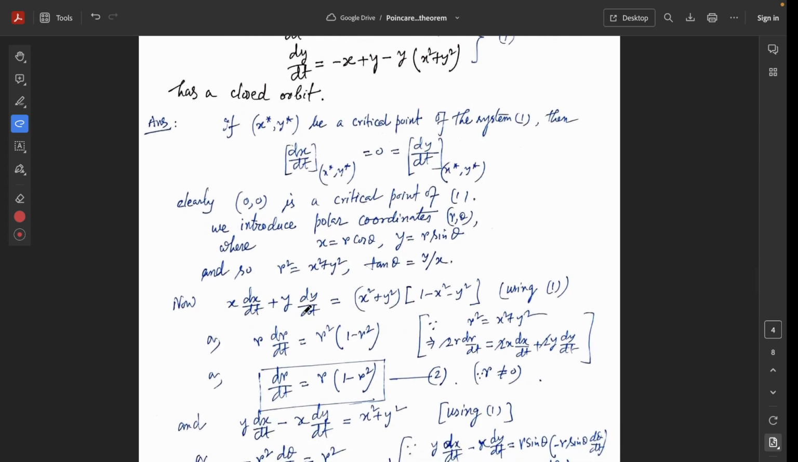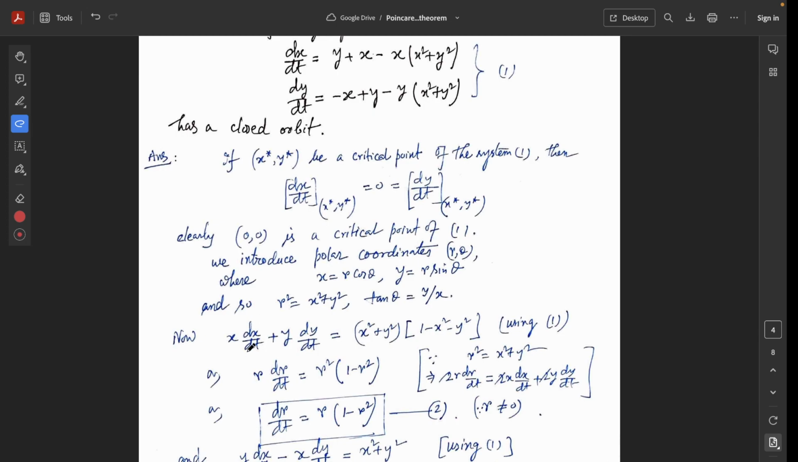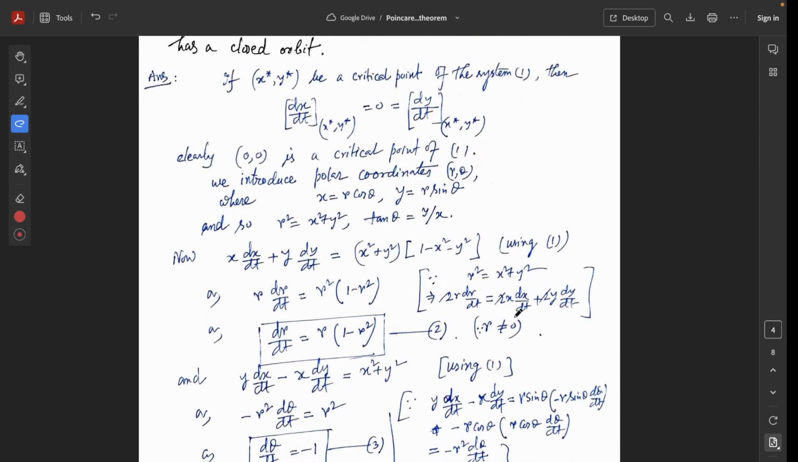Now x dx/dt plus y dy/dt equals, putting the values of dx/dt and dy/dt from system 1 and after simplification, we get this result. And this is dr/dt, because r square equal to x square plus y square. So twice r dr/dt equal to twice x dx/dt plus twice y dy/dt. Cancel 2 from both sides. So we get r dr/dt equal to x dx/dt plus y dy/dt.